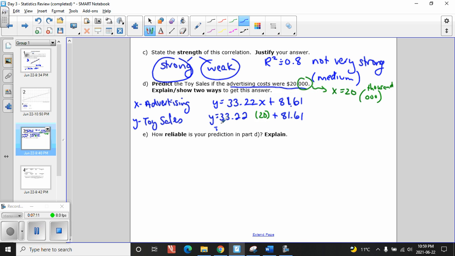So 33.22 multiplied by 20, that's 664.4. And we're going to add the 81.61 to that. So I'm seeing 746.01. I'm actually going to erase my dollar sign and save that for my statement at the end. So this is toy sales coming out to 746. And I'm going to remember to add the word 1,000 at the end of that.